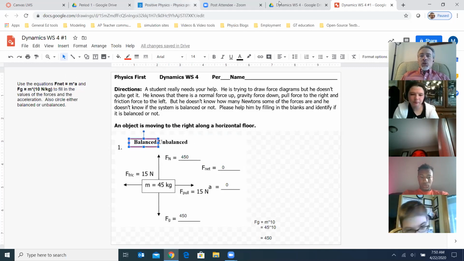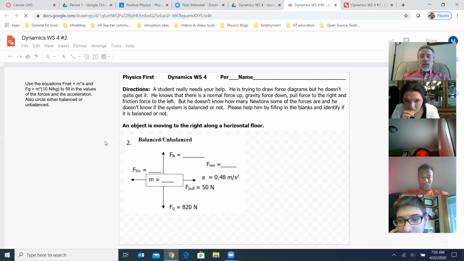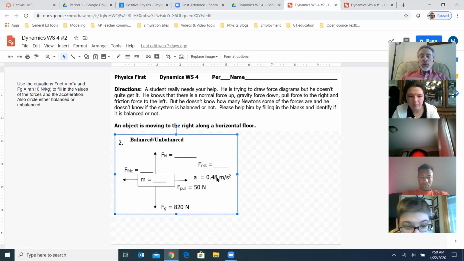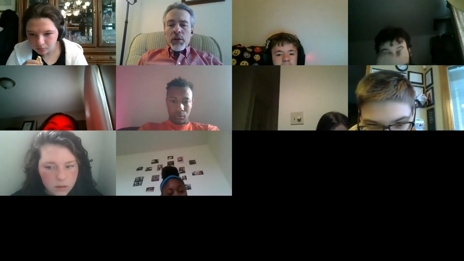Now you're going to be doing problem number 2, which looks very similar, but it's a slightly different situation. This time we know the pull force, the acceleration, and the gravity force. But we don't know the mass, the normal force, the net force, or the friction. I'm going to stop sharing here, put you guys in groups, and have you work on that.